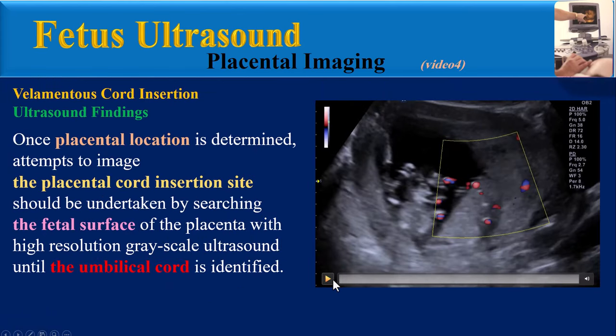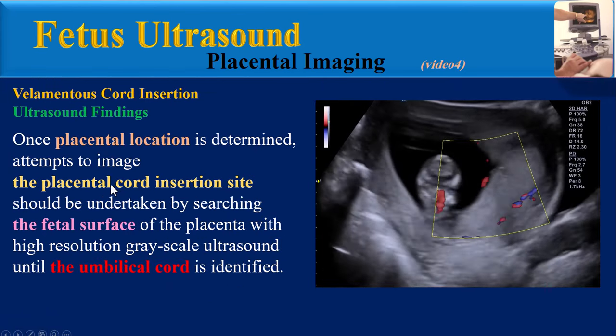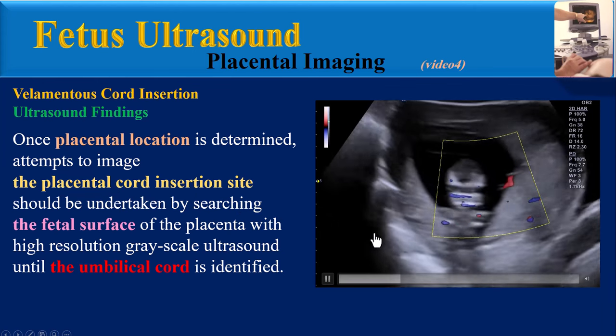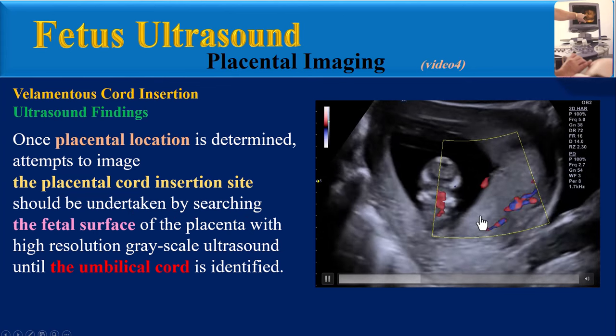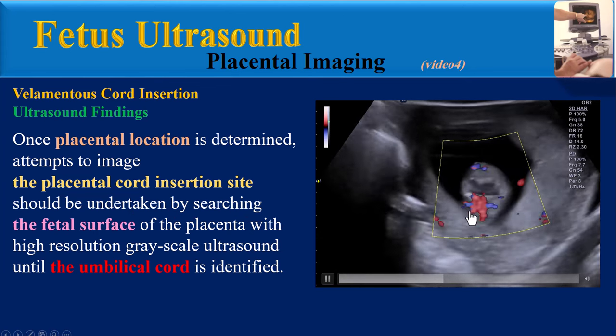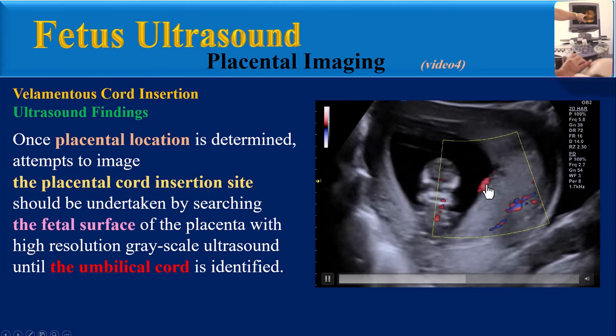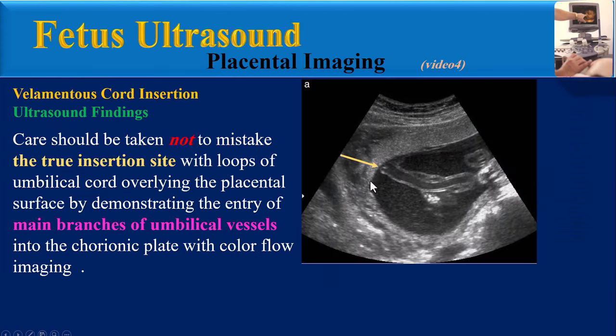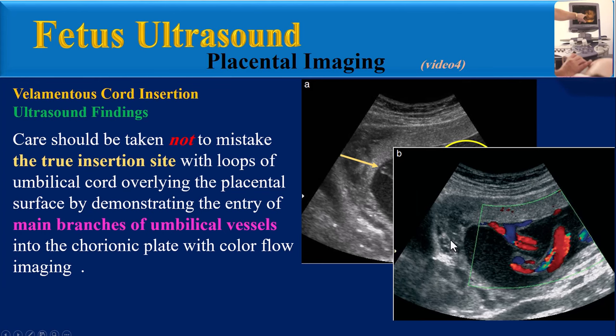Once placental location is determined, attempts to image the placental cord insertion should be undertaken by searching the fetal surface of the placenta with high-resolution grayscale ultrasound until the umbilical cord is identified. Care should be taken not to mistake the true insertion site with loops of the umbilical cord overlying the placental surface, by demonstrating the entry of main branches of umbilical vessels into the chorionic plate with color flow imaging.